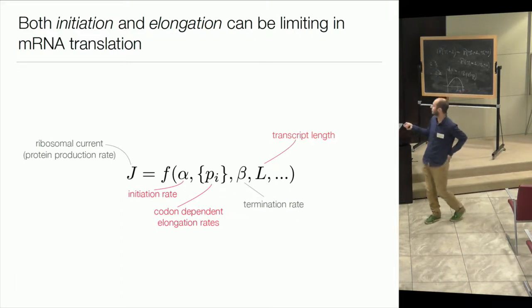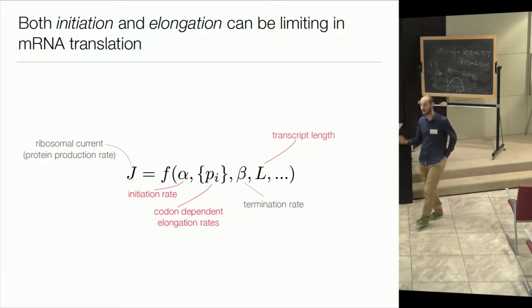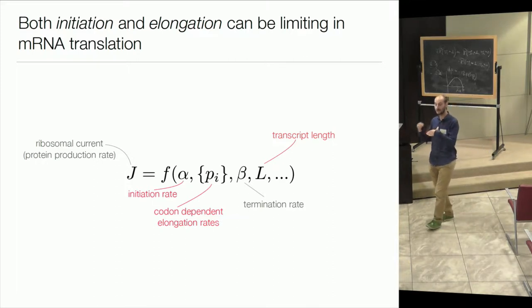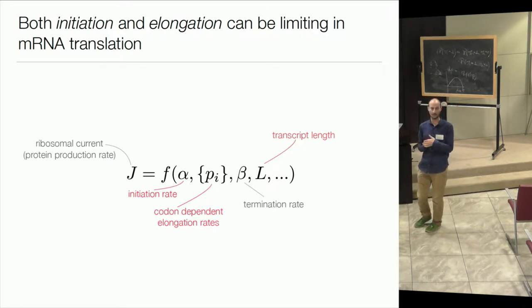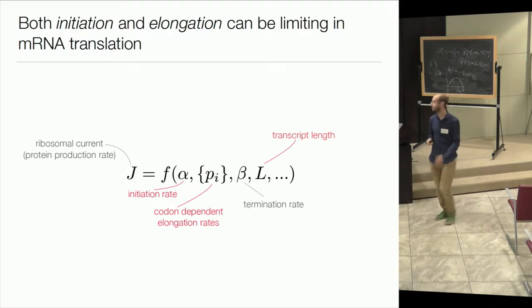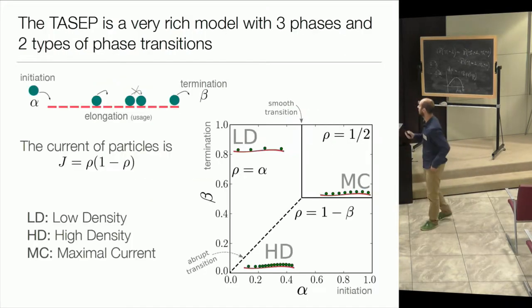The other thing I would like to talk about is the initiation rate. People often confuse ribosome current, the protein production rate, with initiation rate. It will be clearer later on. But for me, the initiation rate is the intrinsic affinity between a ribosome and a messenger RNA, which does not depend on the current and does not depend on the density. Okay.